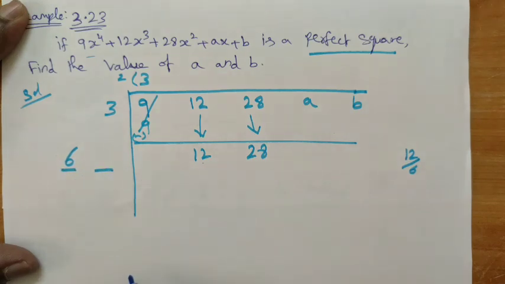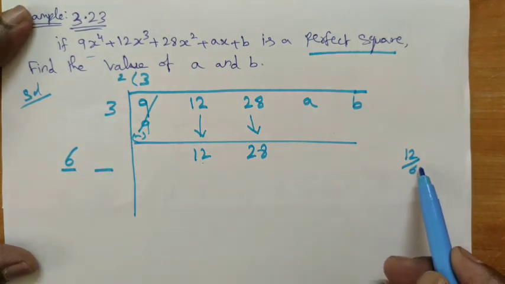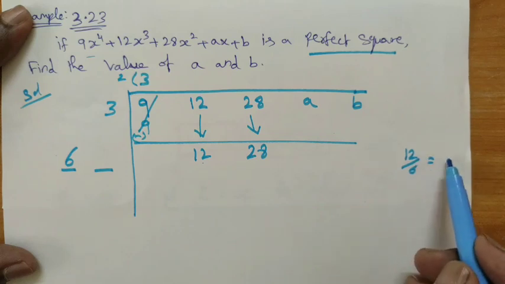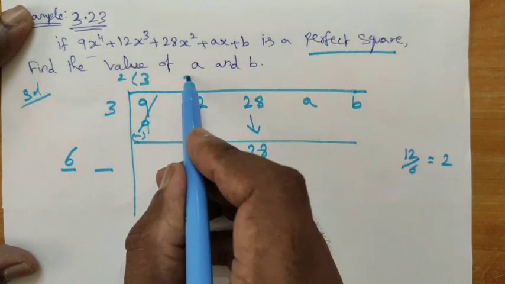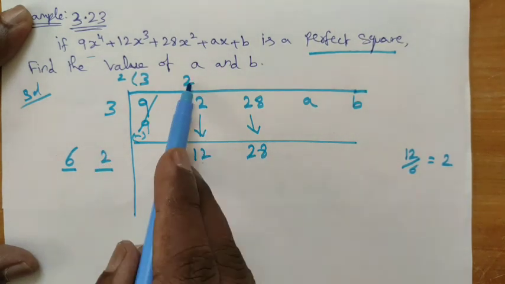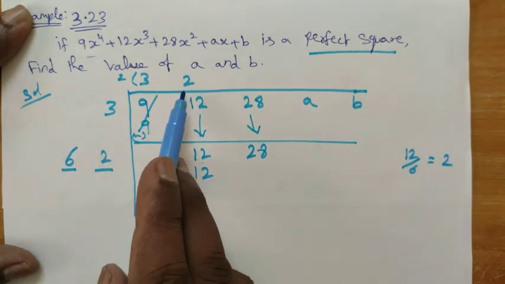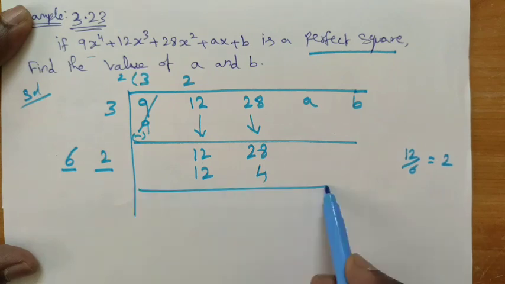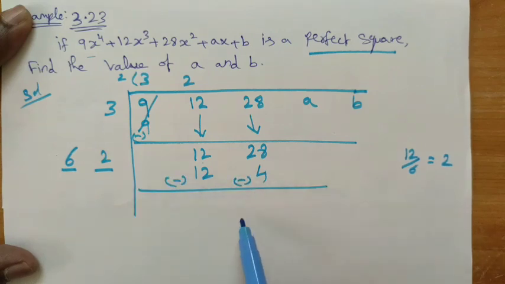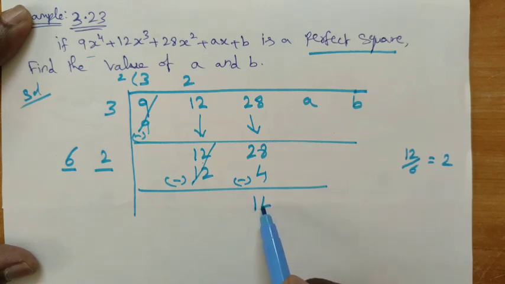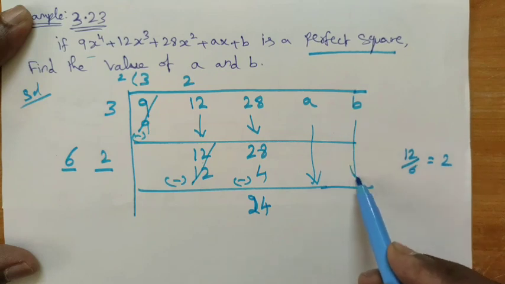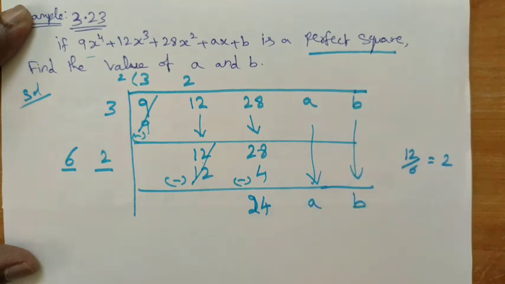And then in the third step we have three terms. 12 divided by 6 is equal to 2. Here we put 2 and here also we put 2. 6 2s are 12, 2 2s are 4. When we subtract, minus minus, the first term becomes cancelled and the second term becomes 24. And then the last terms a and b.